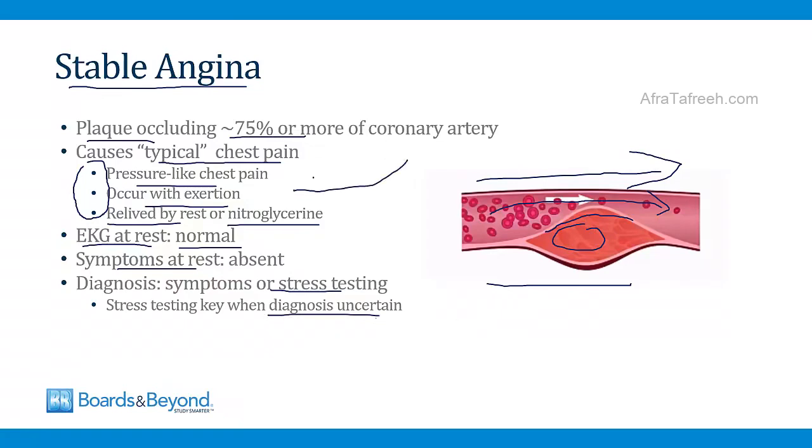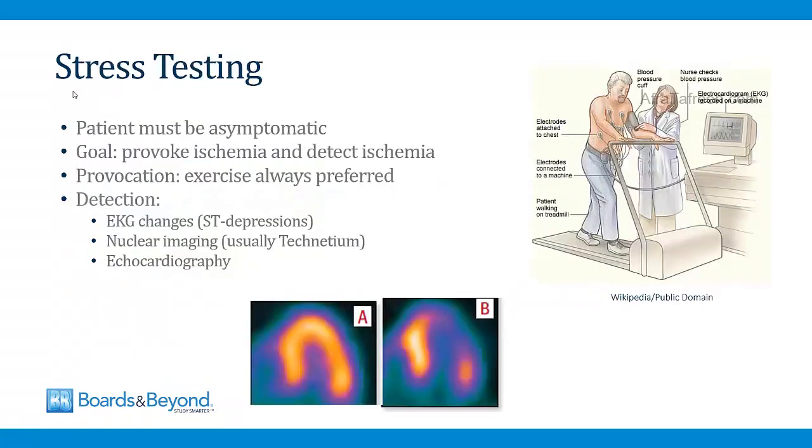So someone has all of these features, we often make the diagnosis clinically. But if we're not sure whether they have stable angina, maybe because some of their symptoms are atypical, then we always do a stress test. So let's talk about stress testing.